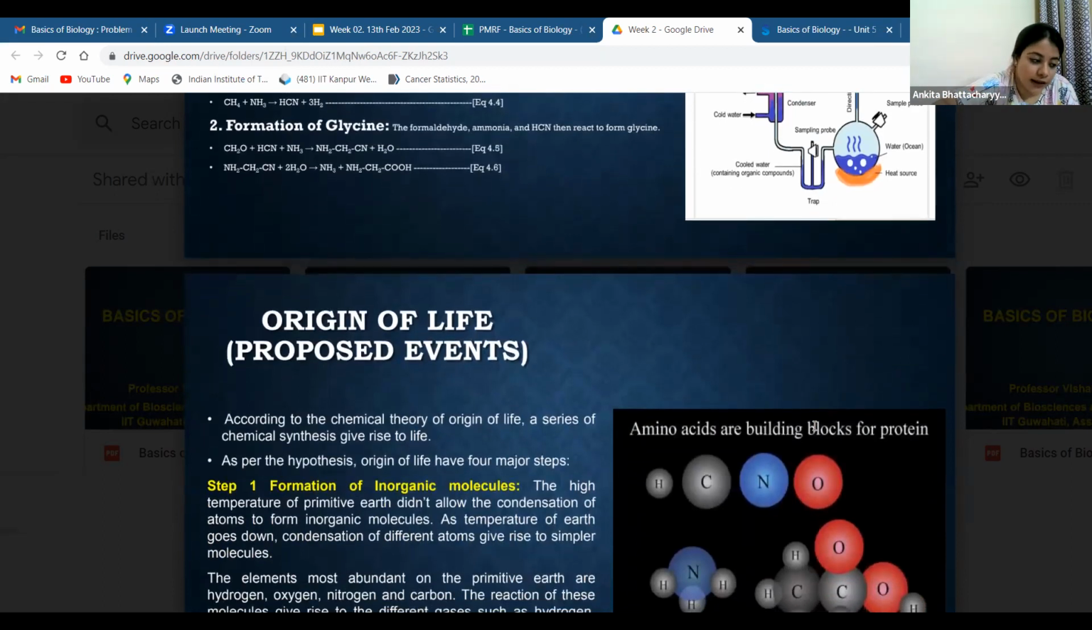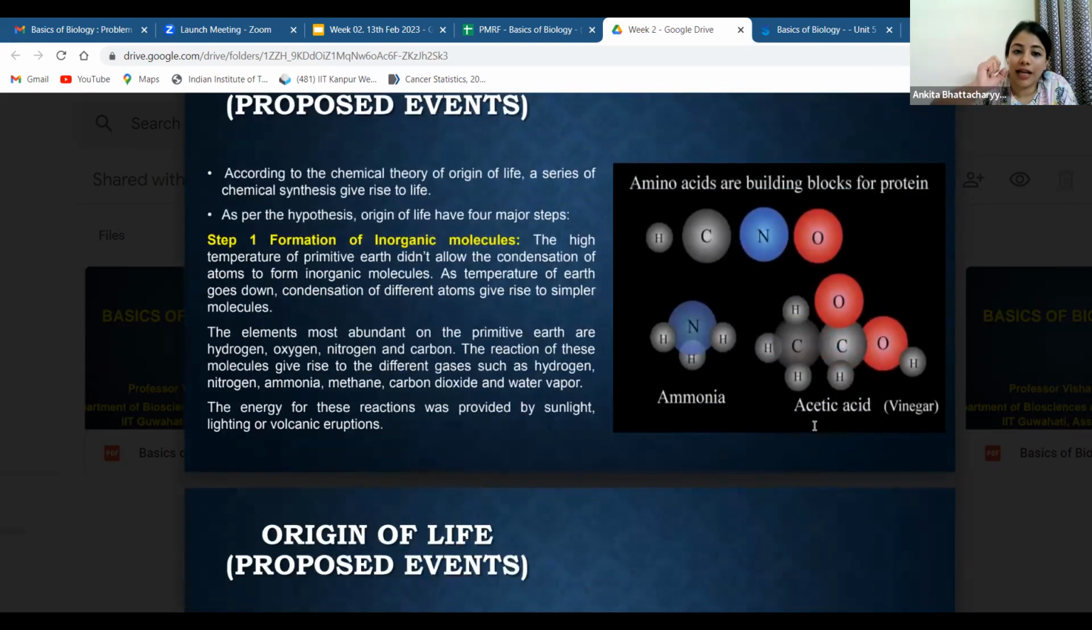They divided this entire concept into four major steps. The first one was that there has to be formation of inorganic compounds. If you see here, the different energy sources, like we talked about, volcanic eruptions or electric discharge from thunder and lightning, provided energy which led to the formation of inorganic compounds.